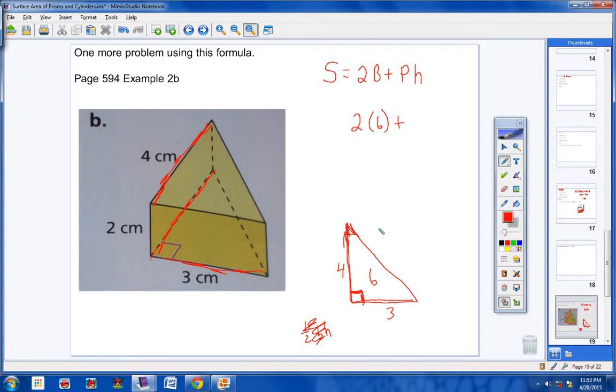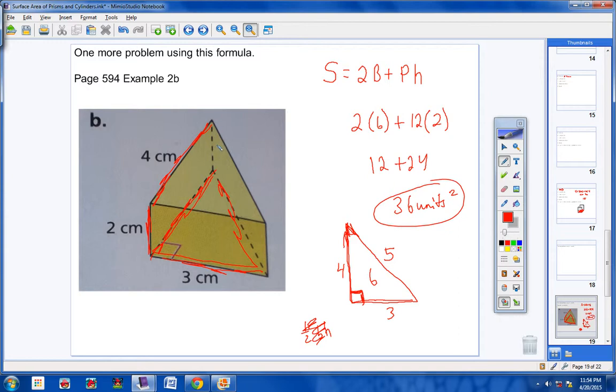I can find this third side. Trust me, I'm not going to take time and do that. It will be 5, trust me. So what's the perimeter of this base? Well, here's your base right here. It's a triangle. What's the perimeter of that base? 4 plus 3 plus 5, 12. What's the height? Well, here it is, 2. That's pretty easy. 12 plus 24 gives me 36 square units.